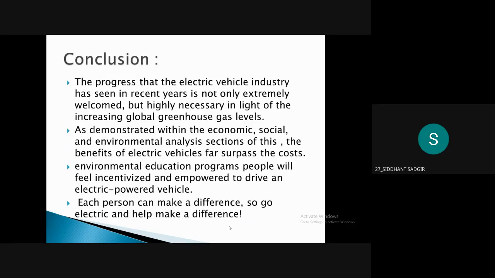Conclusion. The progress the electric vehicle industry has seen in recent years is not only extremely welcome but highly necessary in light of the increasing global greenhouse gas levels. Second, as demonstrated with the economic, social and environmental analysis sections of this, the benefits of electric vehicles surpass the cost. Third, through environmental education programs, people will be incentivized and empowered to drive electric powered vehicles. Fourth, each person can make a difference, so go electric and help make a difference.